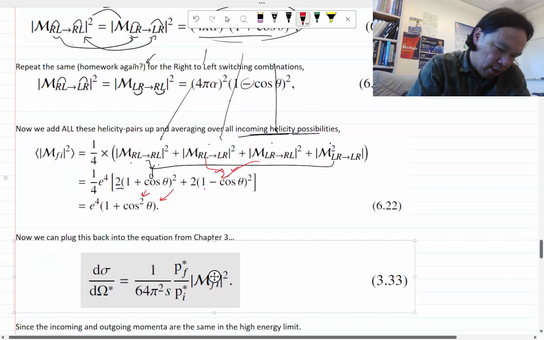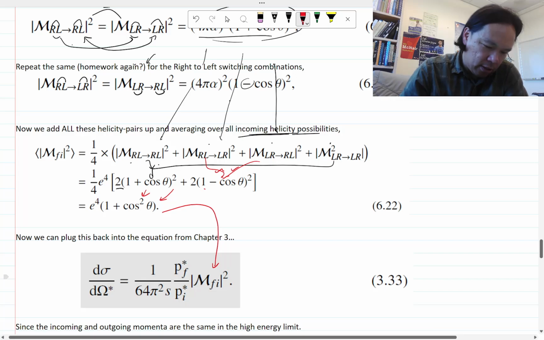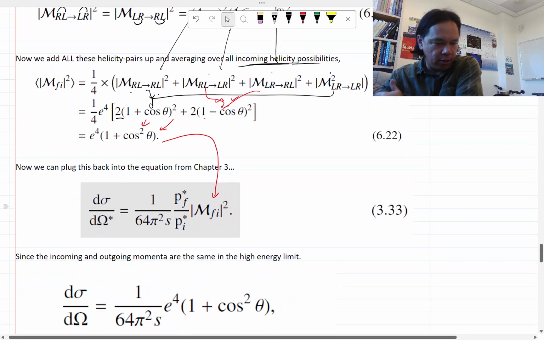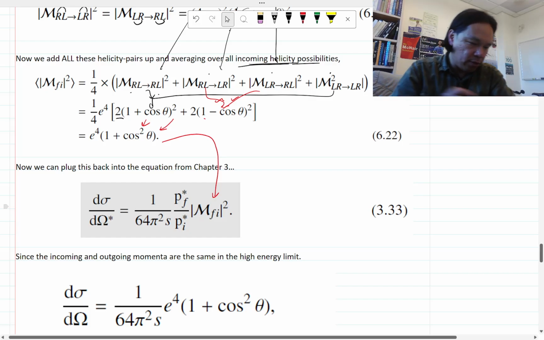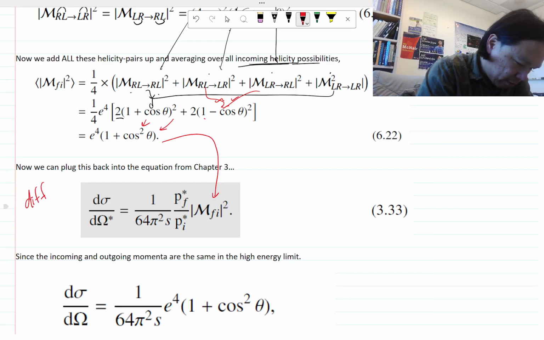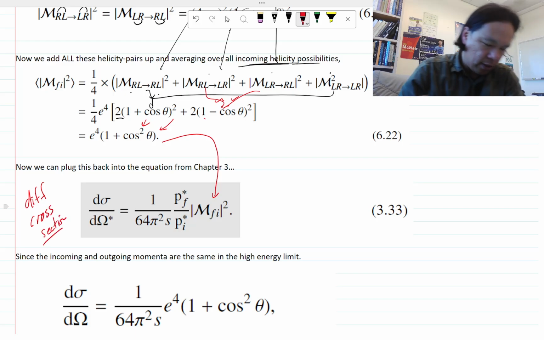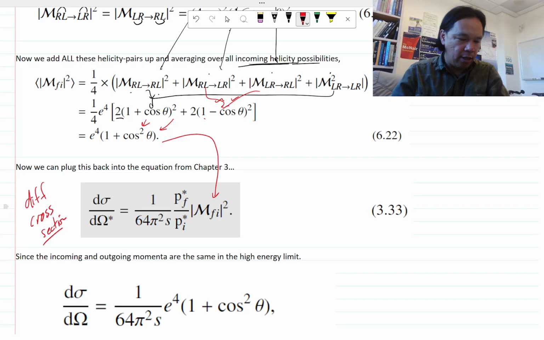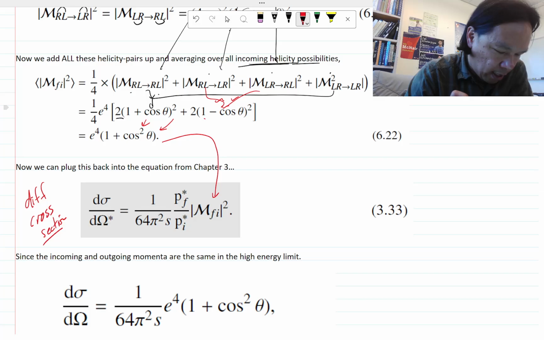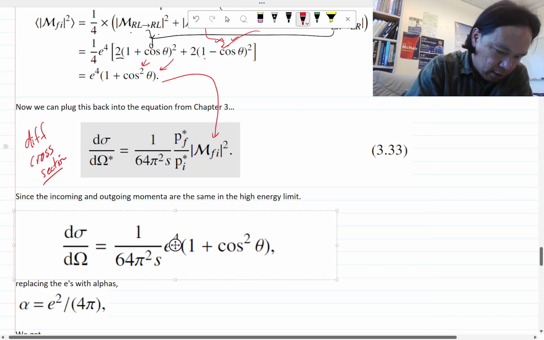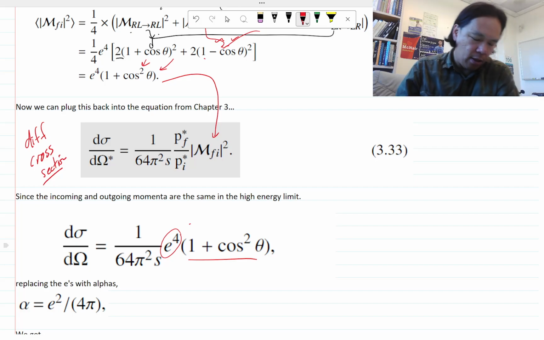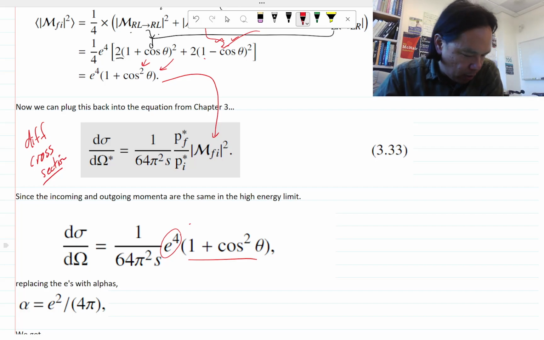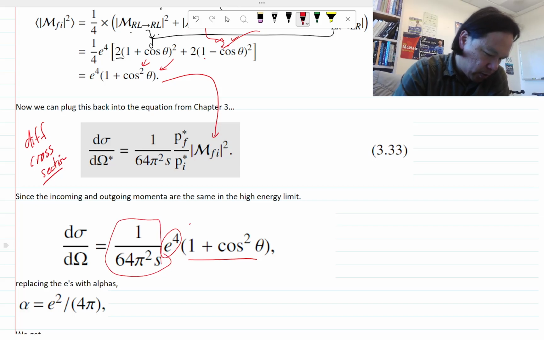Now that we have that, we can plug it back into our cross section, or technically the differential cross section equation, because we can't do the integration over the angles yet without knowing the angular dependence here. Plug that back in here. So the differential cross section you're going to get is e to the 4th power times 1 plus cosine squared theta, and then this piece is just what was there before.